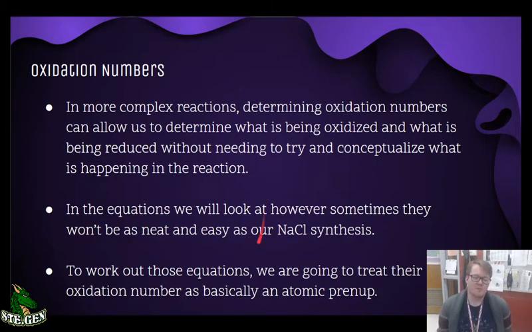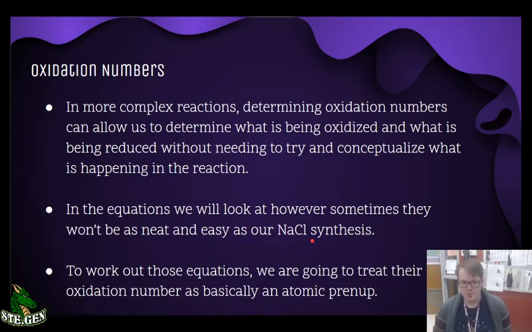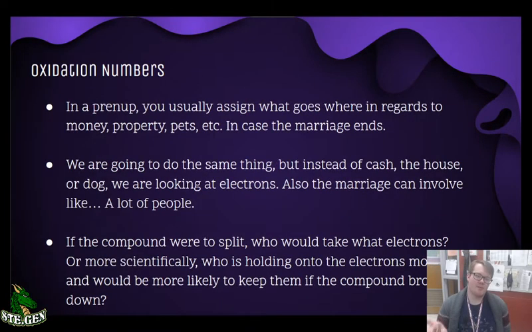So we're going to treat our oxidation number as basically an atomic prenup. It's an agreement between the atoms that if they break up, who is going to get what. In a prenup, you assign what goes where at the end of a marriage, like money, property, pets, whatever. They're going to do the same thing, but they're going to be looking at electrons. Also, the marriage can involve a whole lot of people, but don't focus on that part. If the compounds were to split, who would take what electrons?